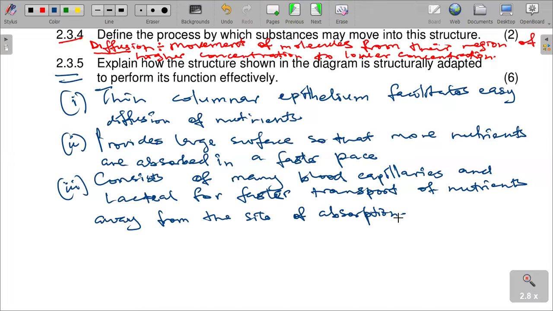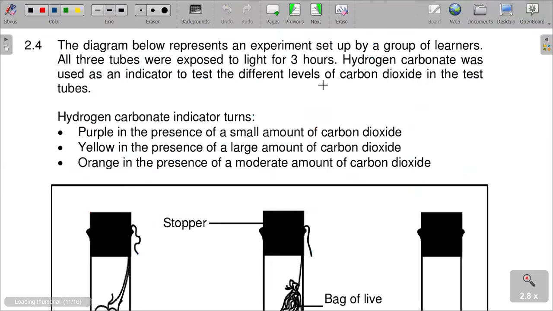Those are a few points that we can give as to how our question is to be answered. How is the villus structurally suited to perform or to facilitate absorption or active uptake? Those are the few points that we can give there. Let's just quickly go to the next question.